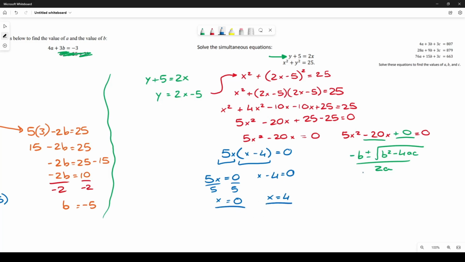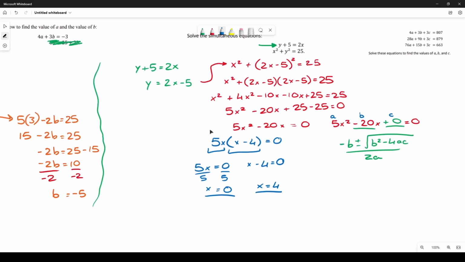Now I guarantee you when you do the minus b formula for this, where a is 5, b is minus 20, and c is 0, you would get those same answers. Don't forget for the minus b formula, you do not include the x's, you do include the minuses. And if there's no number in front of an x squared or an x, the number is 1, right? But I'm not going to do out the minus b formula.